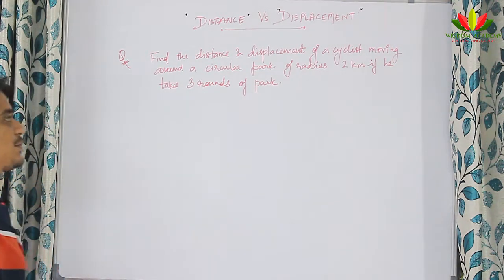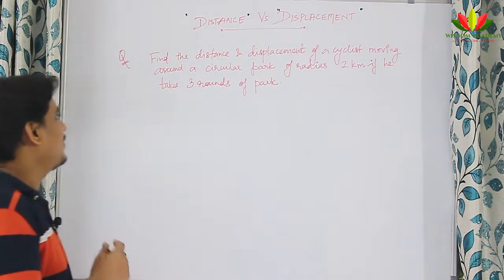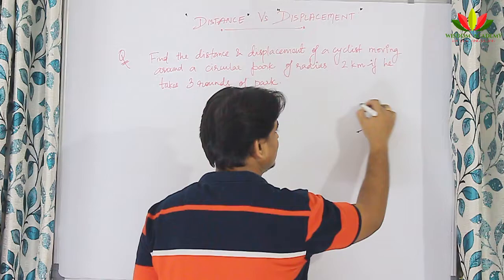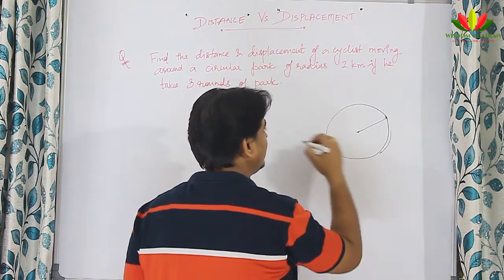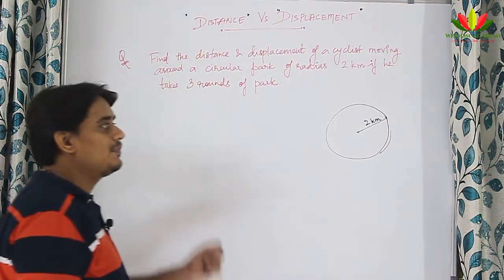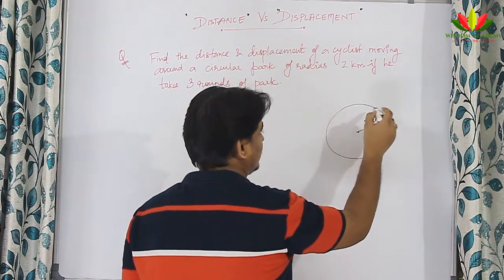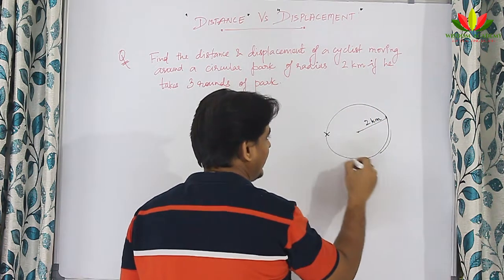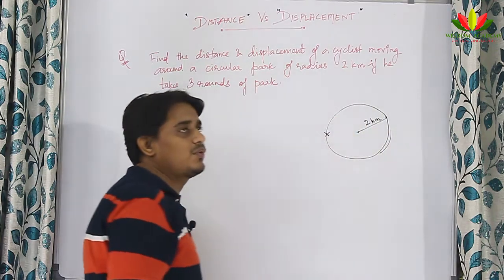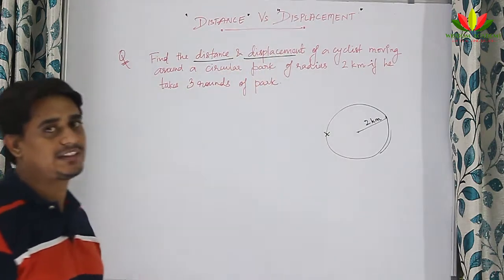Find the distance and displacement of a cyclist moving around a circular park of radius 2 km if he takes 3 rounds of the park. So there is a circular park like this, and the radius of the park is 2 km. They are saying that a particular cyclist takes 3 rounds of this park. So let us start from here, takes 1 round, then 2nd round and 3rd round. They are asking you to find what is the distance and what is the displacement of the cyclist.